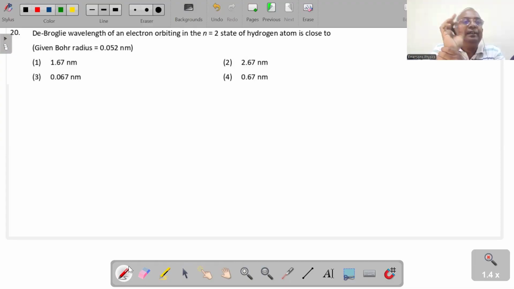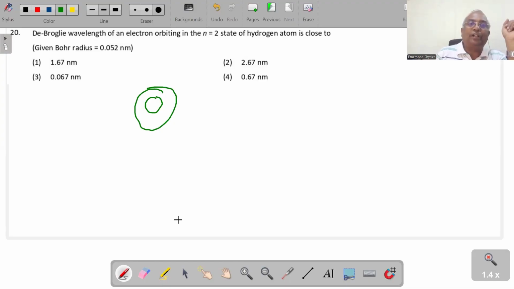So they have given Bohr's radius. We need to find the De Broglie wavelength in the second orbit, the De Broglie wavelength associated with the orbiting electron. The formula we can remember simply: the electron is revolving around the nucleus in the form of waves, not in the form of a particle. It is in the form of a wave.